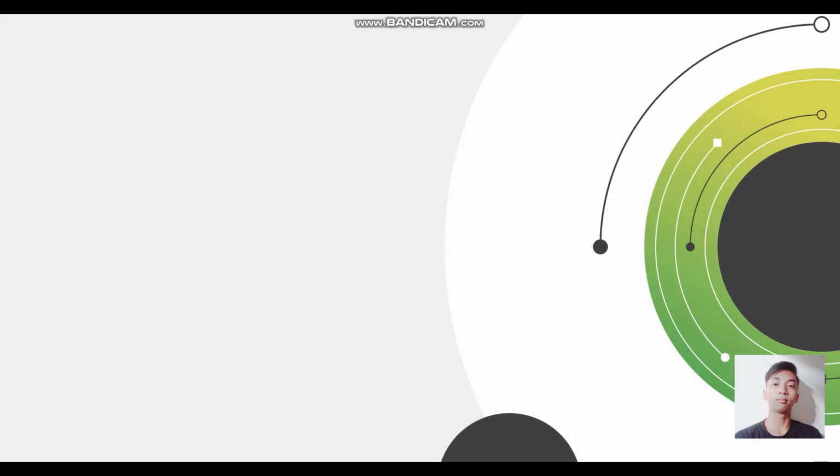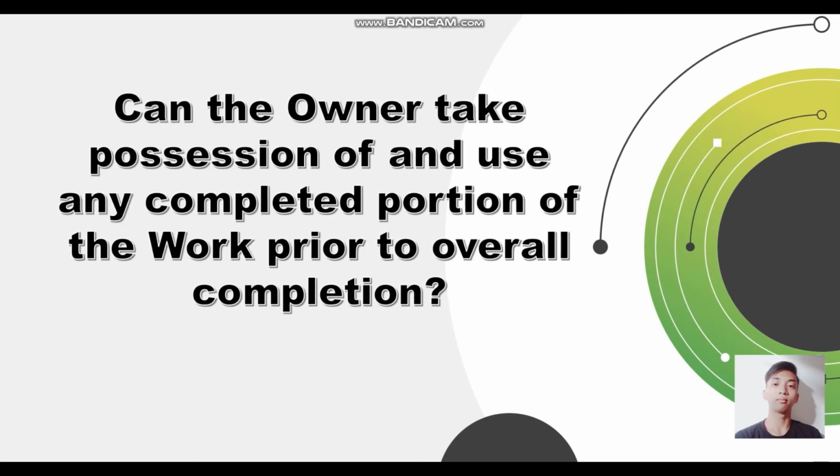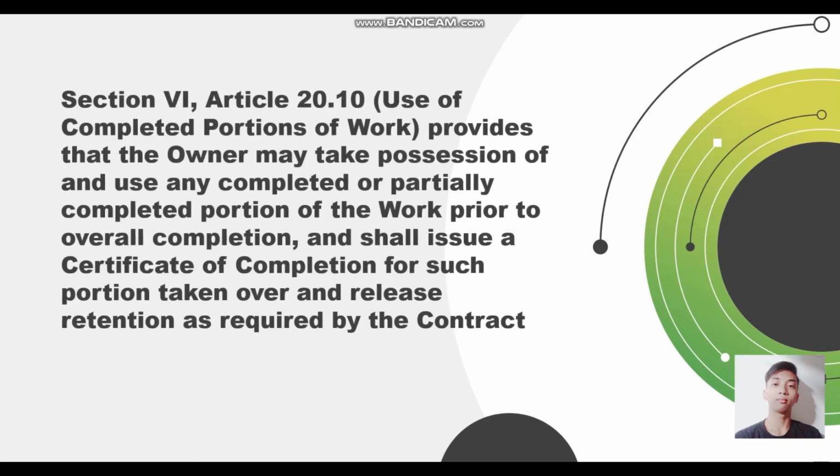Can the owner take possession of and use any completed portion of the work prior to overall completion? According to Section 6, Article 20.10, the use of completed portion of work provides that the owner may take possession and use any completed or partially completed portion of the work prior to overall completion and shall issue a certificate of completion for such a portion taken over, and release retention as required by the contract.